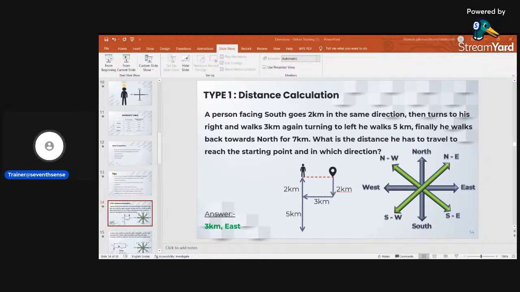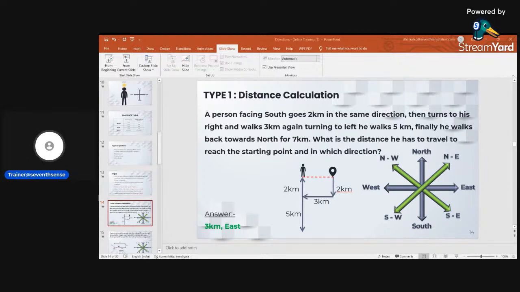If you are facing north, this is the right side and this is the left side. So he takes left and walks for 45 meters, and again turning to his left he walks for 10 meters. So this is the total distance.